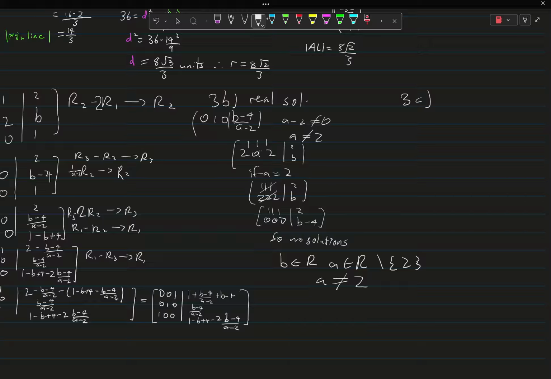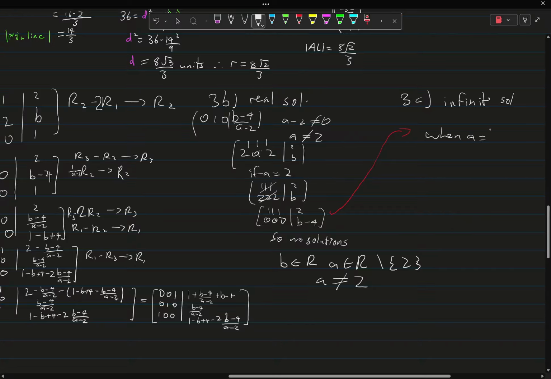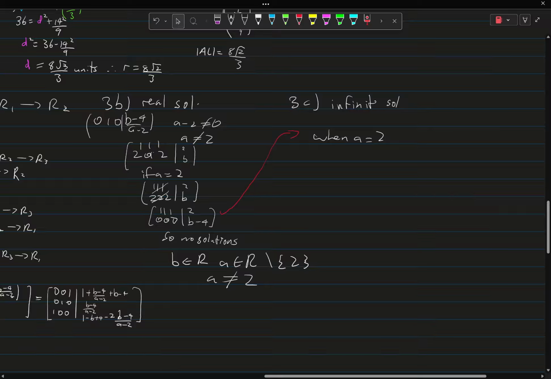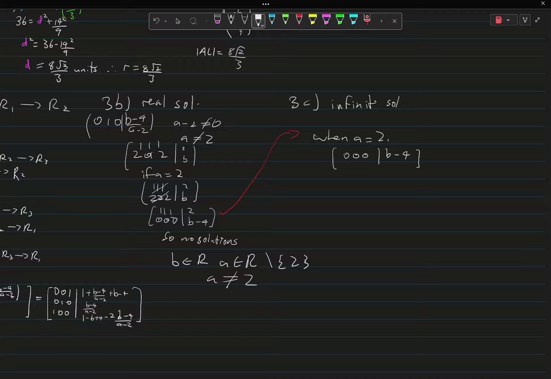Infinitely many solutions. We'll take our example from here. So when A is equal to 2, we have 0, 0, 0 is equal to B minus 4. So we need B equals 4 for a case where we have 0, 0, 0, 0, which is infinite. Thus A is 2 and B is 4.